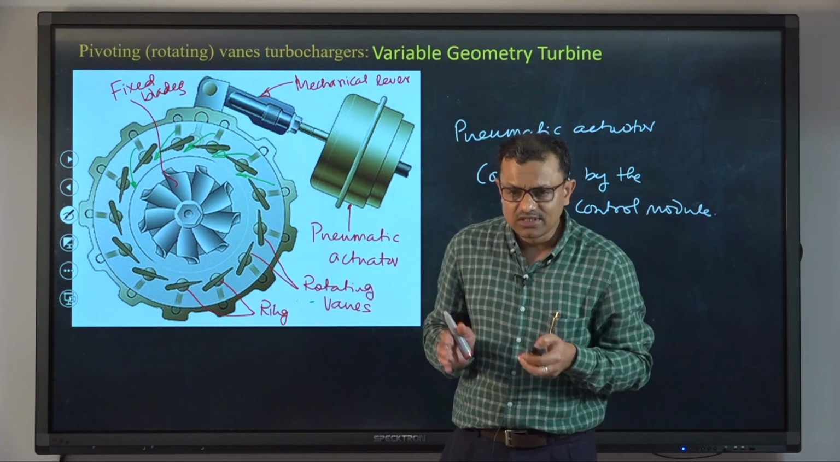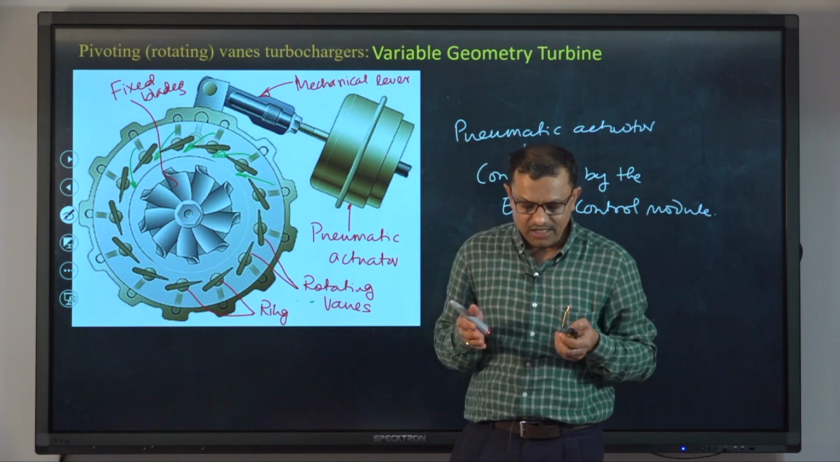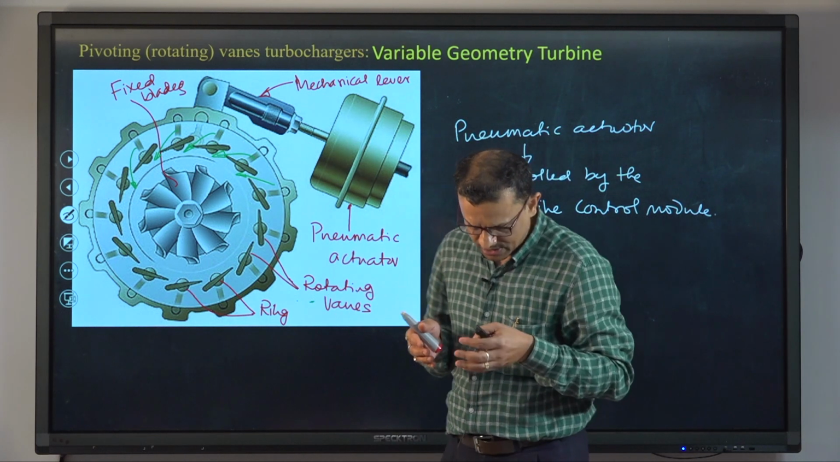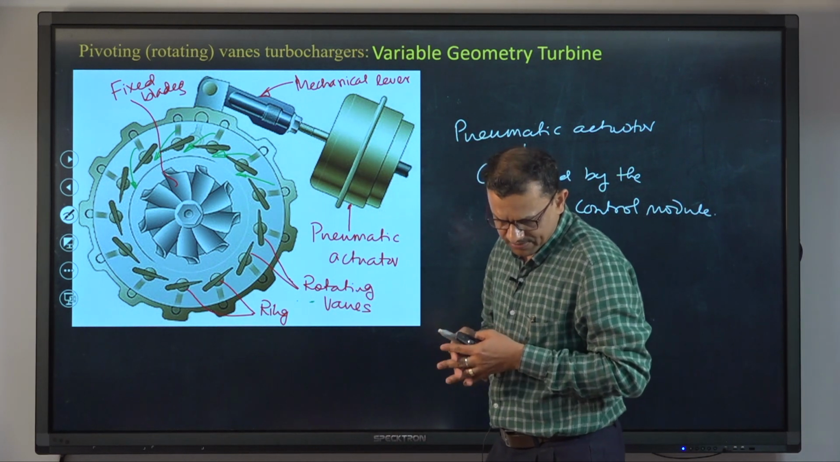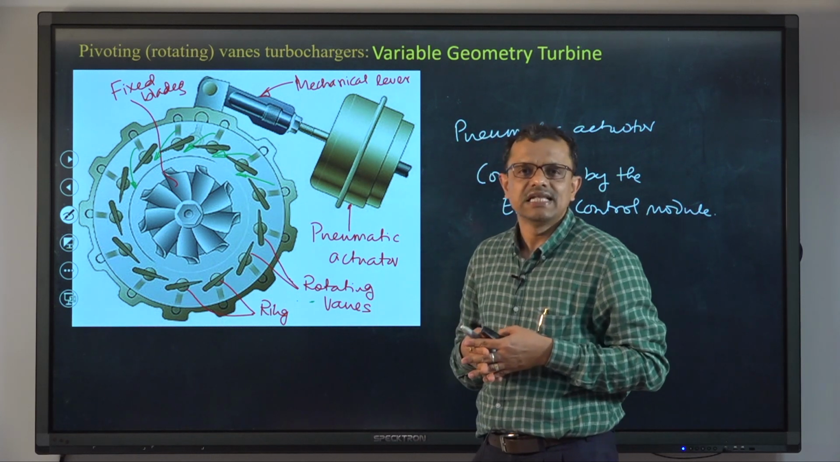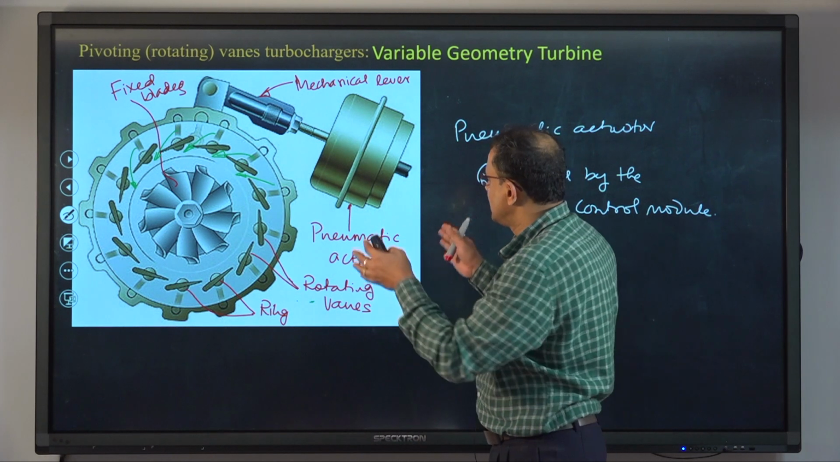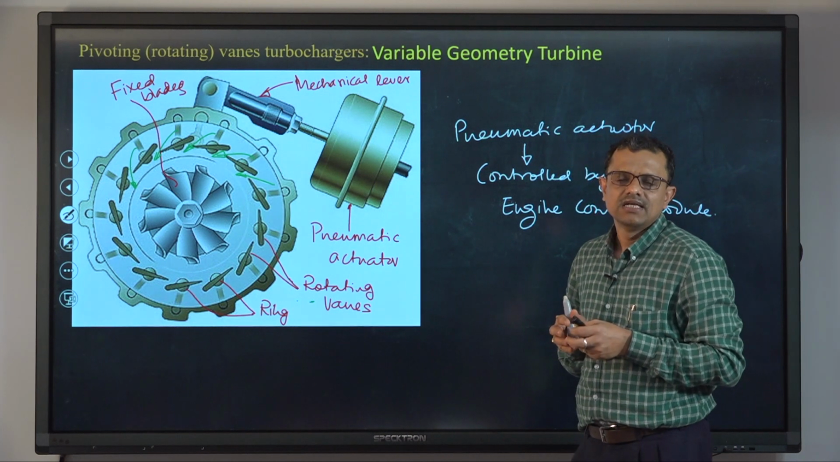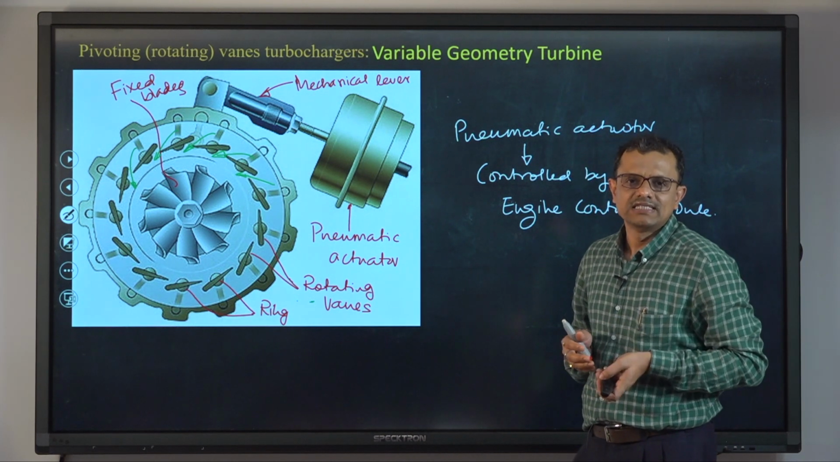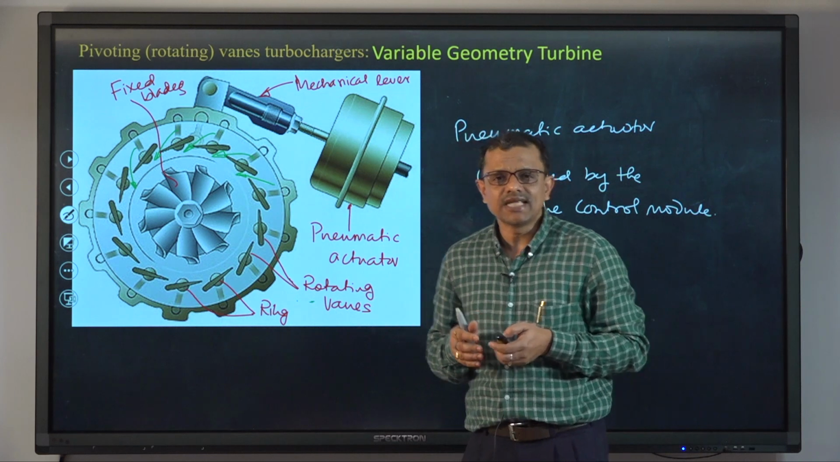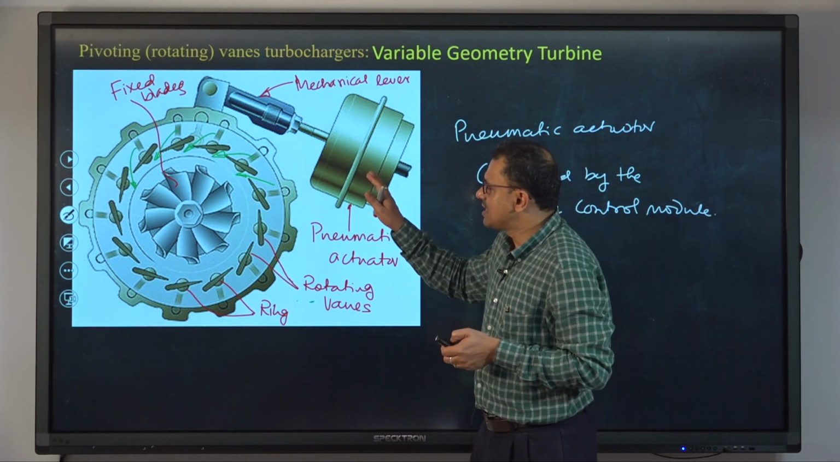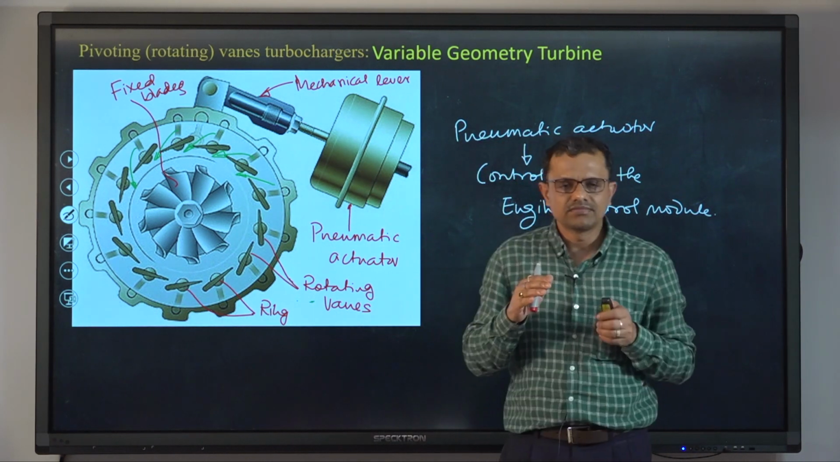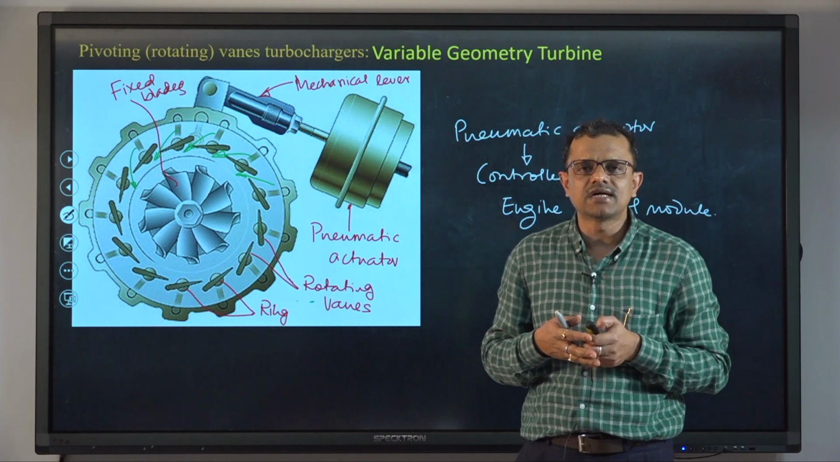And this type of variable geometry turbine, or pivoting type, is the most common type used in diesel engines. So, turbochargers with variable geometry turbines are very common for vehicle diesel engines. Now, this is something where we can have some geometrical modification of the turbine itself.